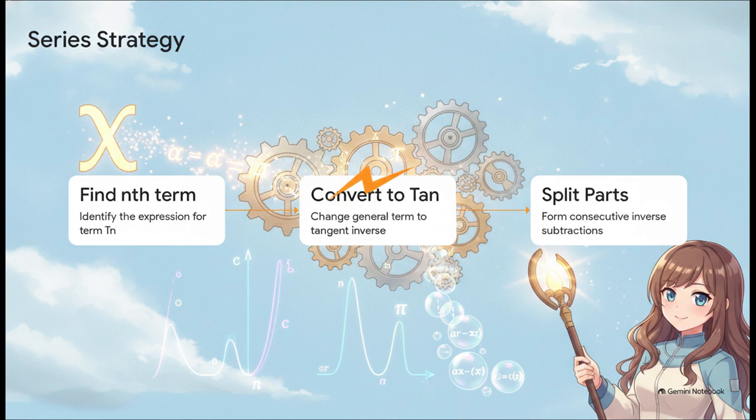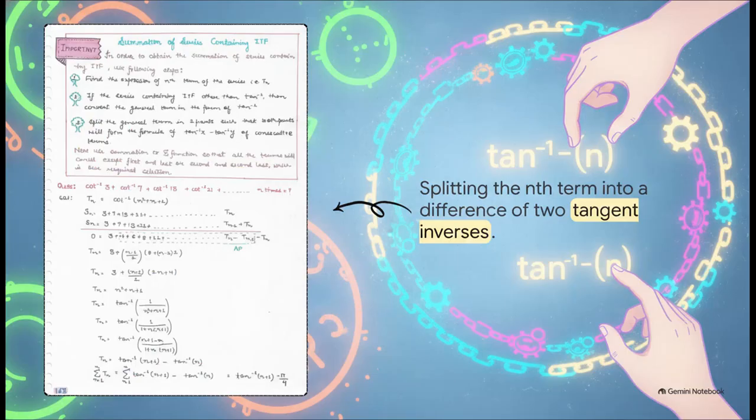You identify the general nth term, maneuver it algebraically into a tangent inverse format, and then hit it with our formulas in reverse to split it apart. Let's look closely at this specific maneuver. The author takes a really complex, single term and deliberately forces it into the format of the tangent inverse subtraction formula. By expertly converting this one term into a difference of two consecutive tangent inverses, specifically tangent inverse of n plus 1 minus tangent inverse of n, we perfectly prime the series for telescoping. We're literally turning a giant wall of addition into a sequence of interlocking positive and negative parts.